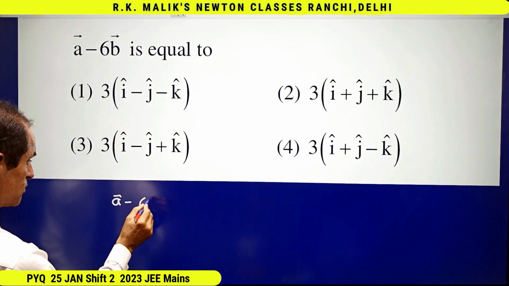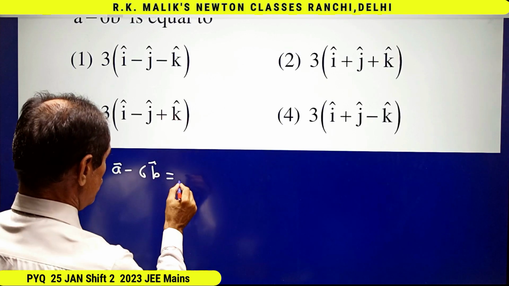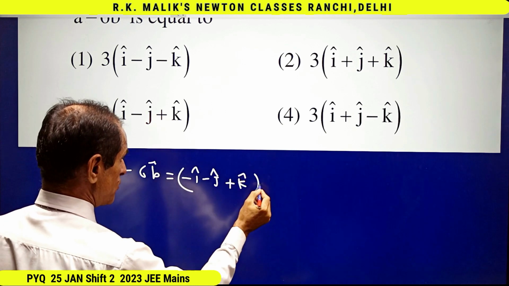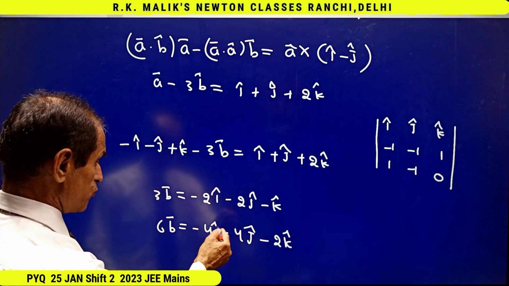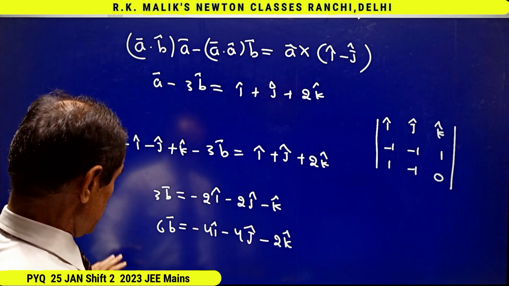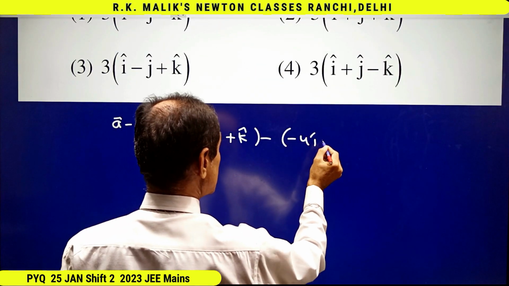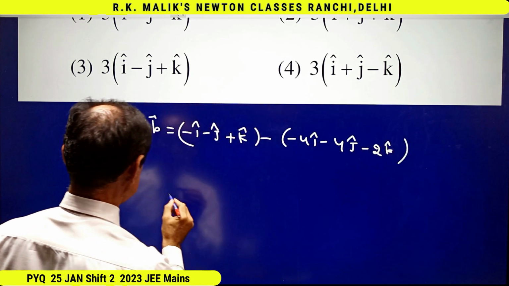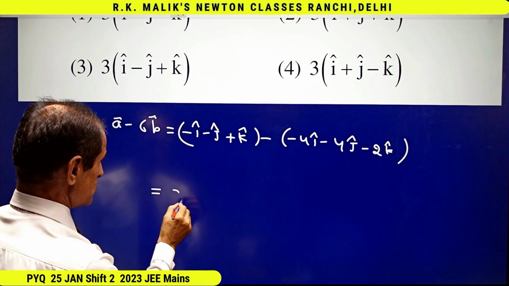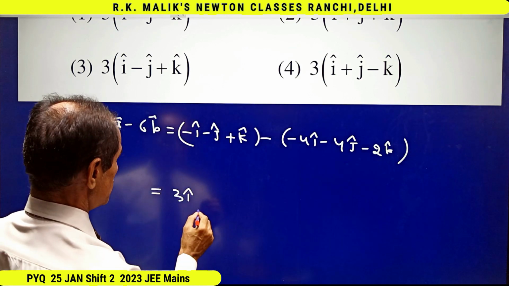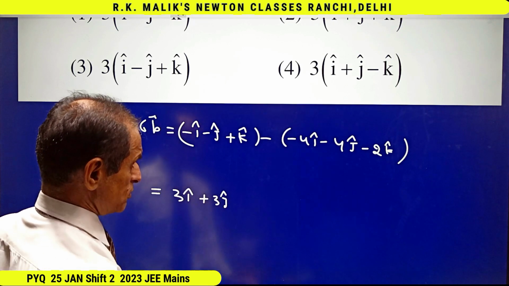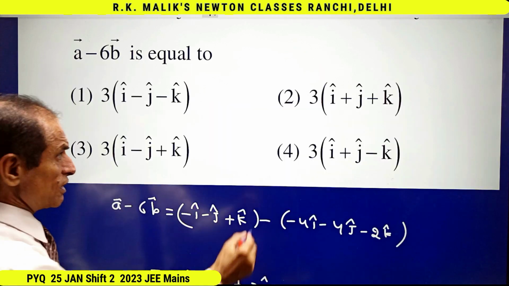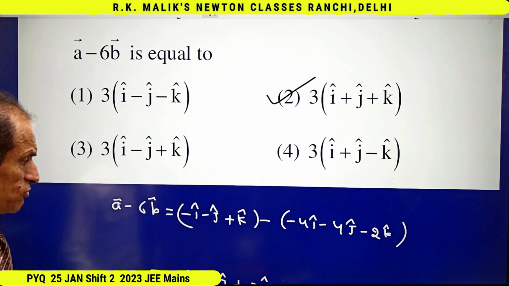Hence A minus 6b, which is minus I minus j plus k minus 6b, that is minus 4i minus 4j minus 2k, that is 3i plus 3j plus 3k. Hence I can say second choice is the correct choice.